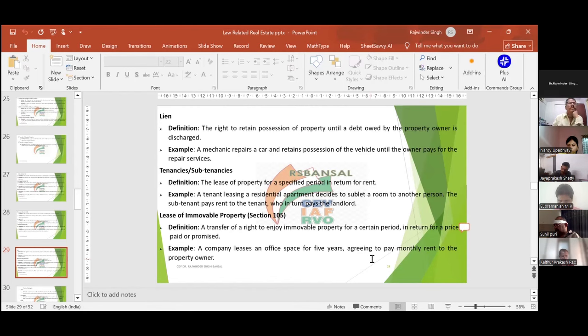Then lease of immovable property, it is done under section 105. A transfer of right to enjoy immovable property for a certain period of time in return for a price paid or promised. For example, a company leases an office space for 5 years, agrees to pay rent to the property owner.